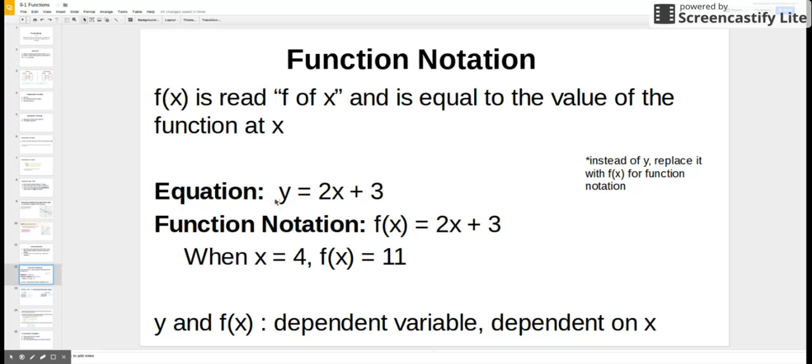Okay, so in equation form it looks like this, y equals 2x plus 3. In function notation it looks like this, f of x is equal to 2x plus 3. Instead of y, you just replace it with f of x for the function notation. So here's an example, when x equals 4, y equals 11, or f of x equals 11, because 2 times 4 is 8, plus 3 is 11. Okay, so y and f of x is your dependent variable. This depends on whatever x equals, right?